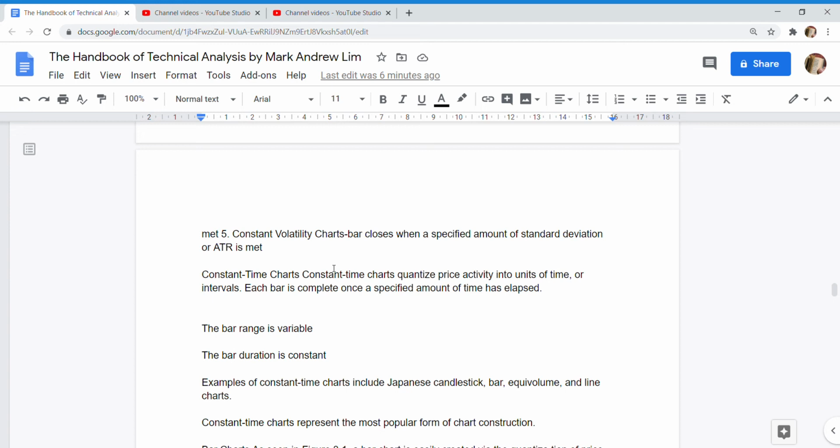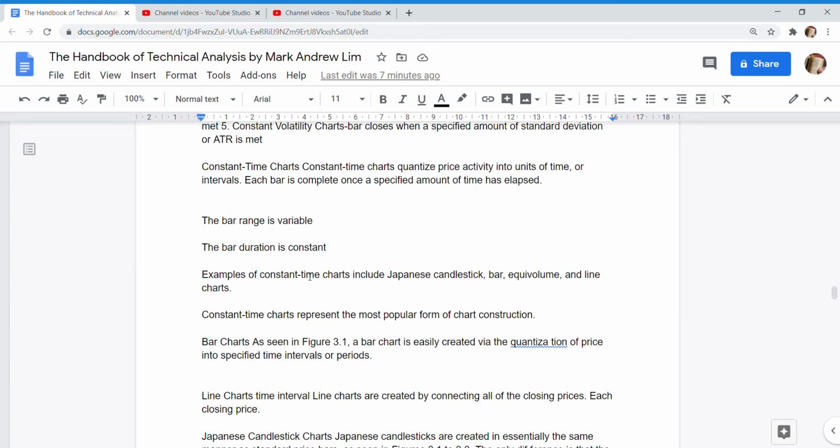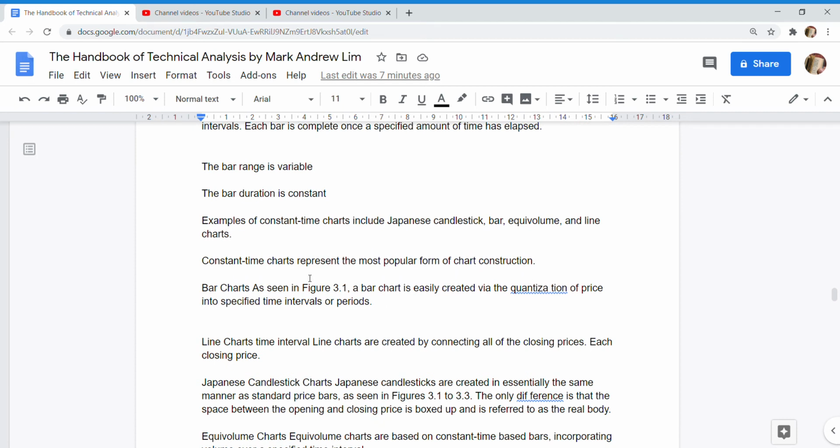Constant time charts. Constant time charts quantize price activity into units of time, or intervals. Each bar is complete once a specified amount of time has elapsed. The bar range is variable. The bar duration is constant. Examples of constant time charts include Japanese candlestick, bar, equivalent, and line charts. Constant time charts represent the most popular form of chart construction.